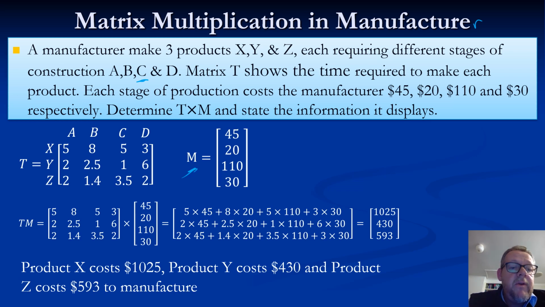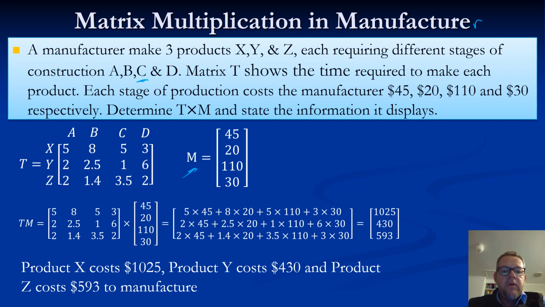So let's have a look at our first matrix. Matrix T, we've got the products down the left hand side. I've labelled them X, Y and Z, and I've labelled each stage A, B, C and D. So we can see that matrix T is quite easy to interpret, and then matrix M is just the stages of production's costs. So we're going to multiply row 1 by column 1, row 2 by column 1, and row 3 by column 1.